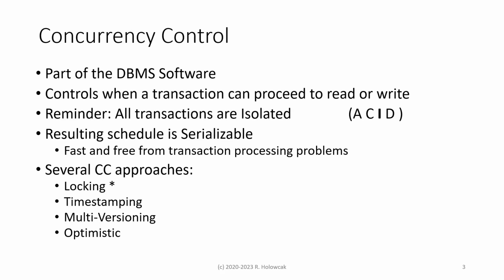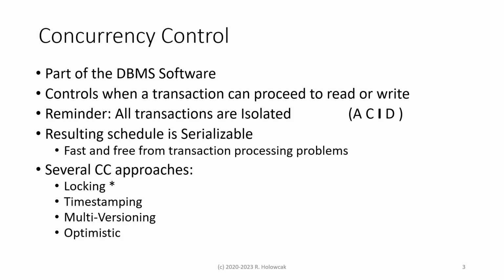What is concurrency control? Concurrency control is part of the database management system software that controls when a transaction can proceed to read or write some data. Reminder that all transactions are isolated from one another, and this is the I in the ACID properties. If concurrency control is done properly, the resulting schedule will be serializable.